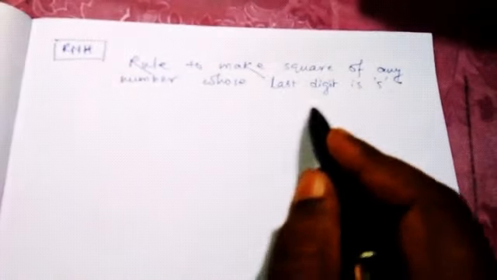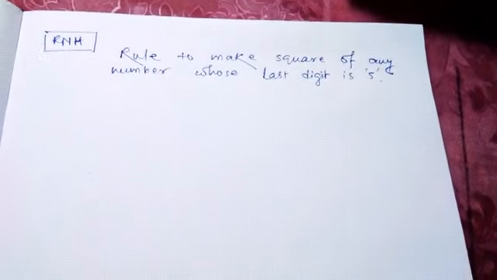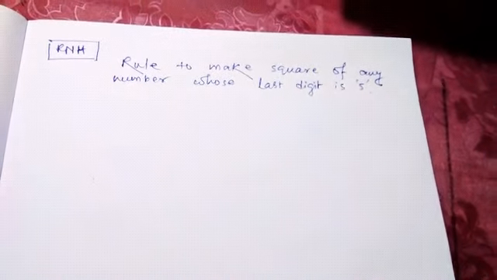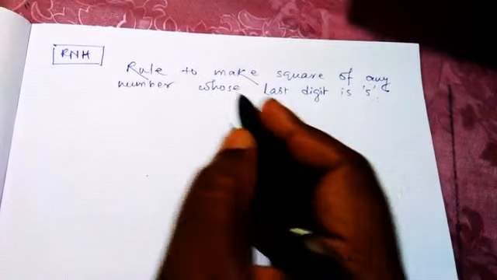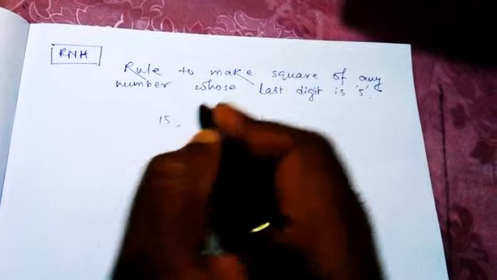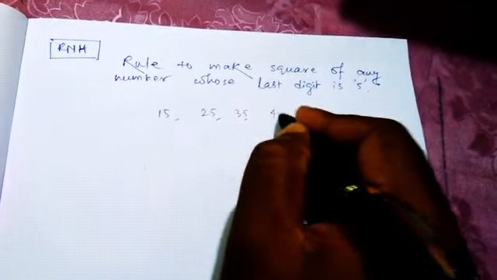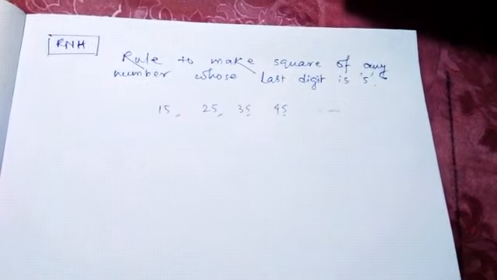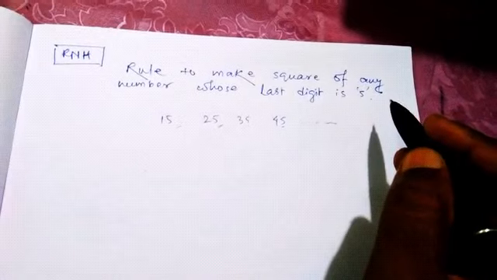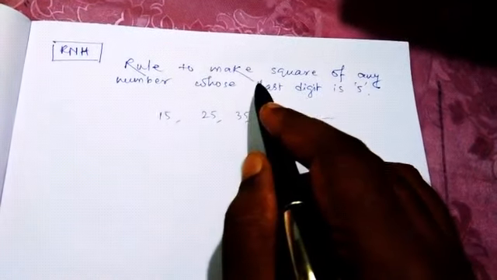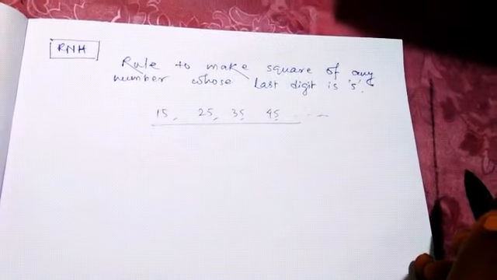Rule to make the square of any number whose last digit is 5. The number may be 15, 25, 35, 45, etc. Here is an easy rule to make the square of these types of numbers.